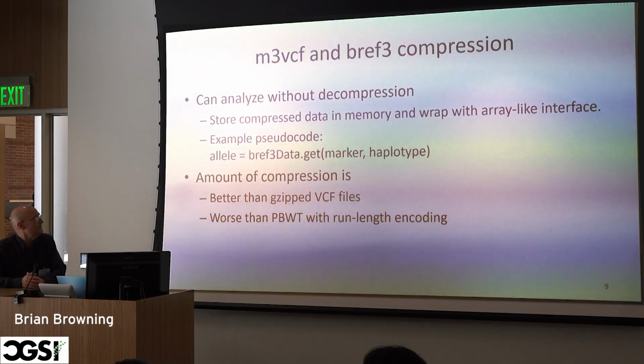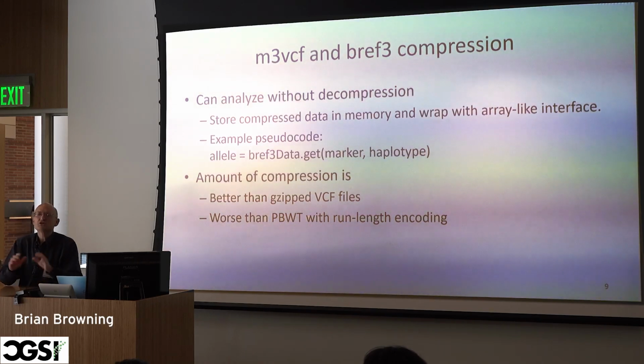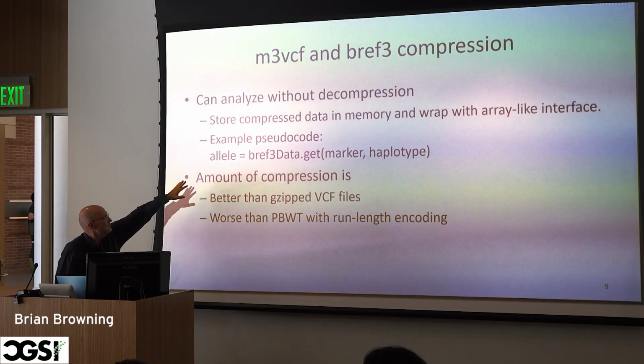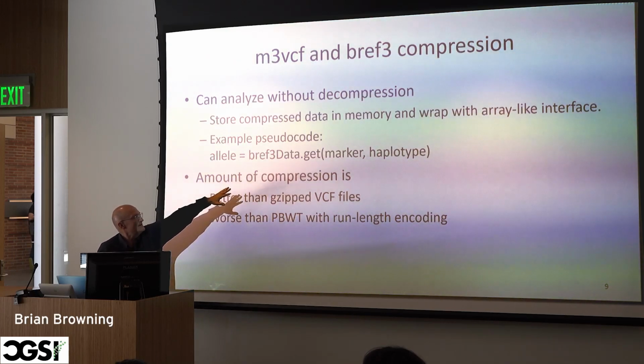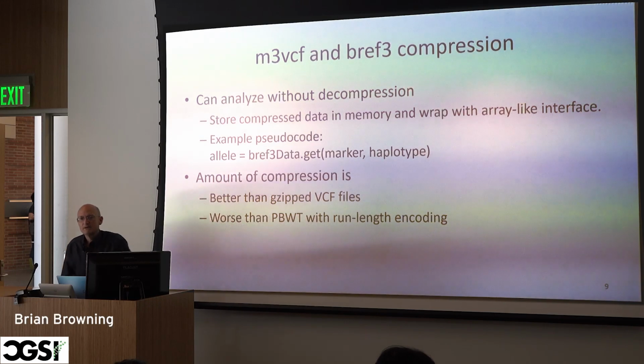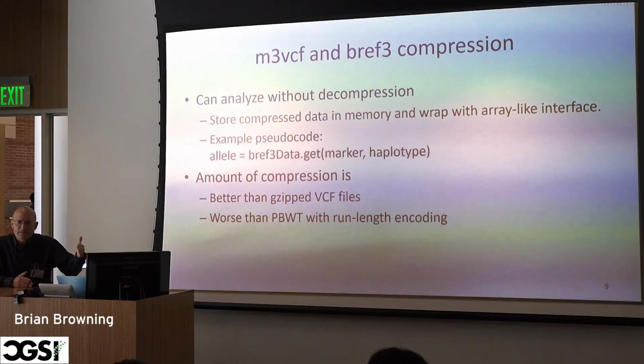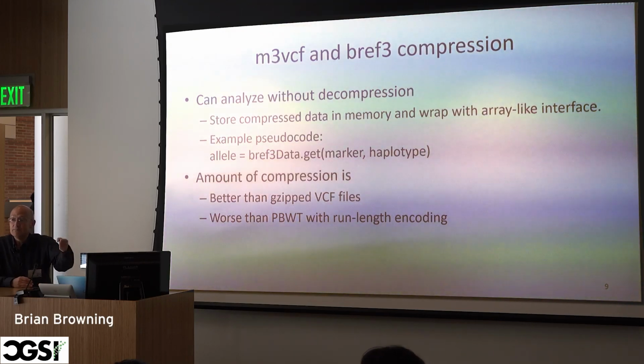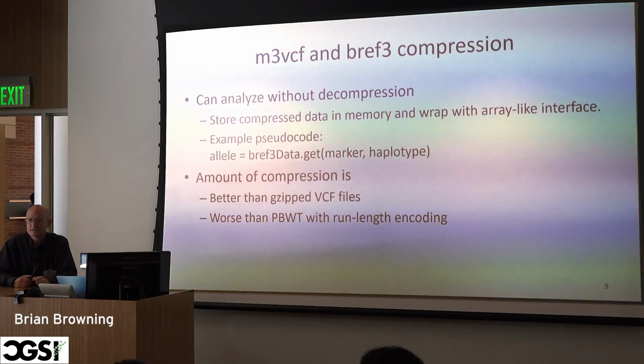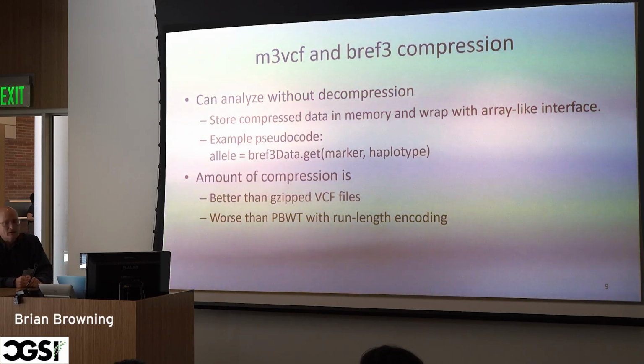You just read them into memory, and you can work with it straight because you can put an interface around them to make it feel like you're just working with a matrix, which is what you want. So here's some pseudocode. You have Bref4 data. I want to get the allele at this marker and that haplotype. It feels like you're interrogating a matrix entry. Marker's the row, haplotype's the column. The value is going to be the allele carried on that haplotype at that marker. It feels just like an array. You're doing a matrix query. But because it's an interface, you don't really see what's going on behind the scenes.